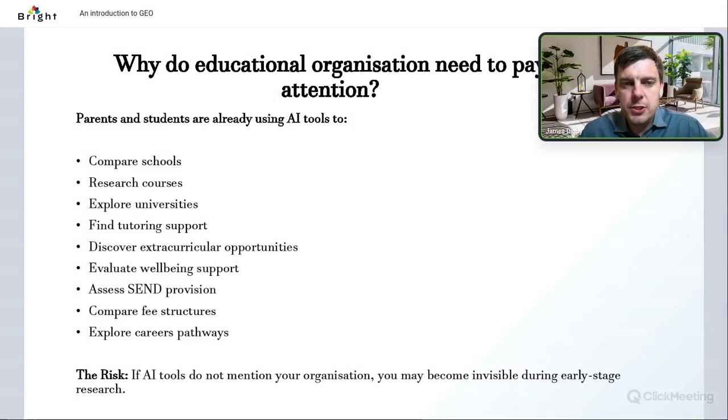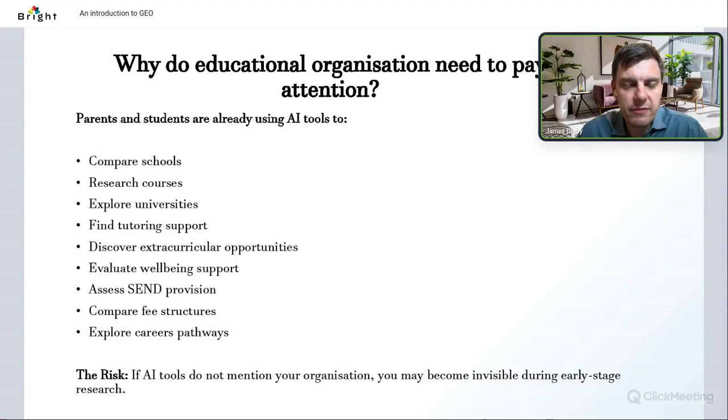So why do organizations need to pay attention within the education sector? Both parents and students, they're already using AI tools to compare schools, research courses, explore things like universities or find tutoring support, discover extracurricular opportunities, evaluate wellbeing support, access SEND provision, compare fee structures for independent schools, for example, but also to explore careers pathways.